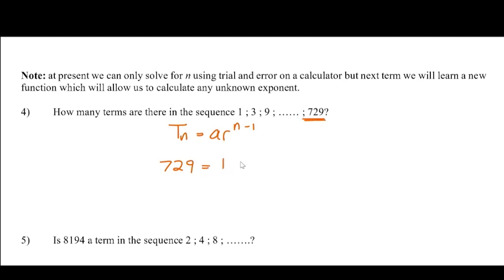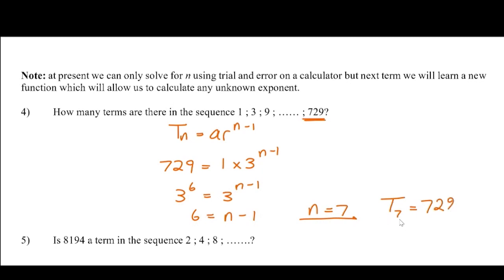A is 1, R is 3, so 3 to the n minus 1. Right, and now it becomes a bit of a trial and error thing on our calculator. If we experiment, we'll see that 3 to the 6 is 729, and that's the same as 3 to the n minus 1. So n minus 1 must be 6. We add 1 to both sides, we get that n equals 7. So the 7th term is 729, and there are 7 terms altogether.